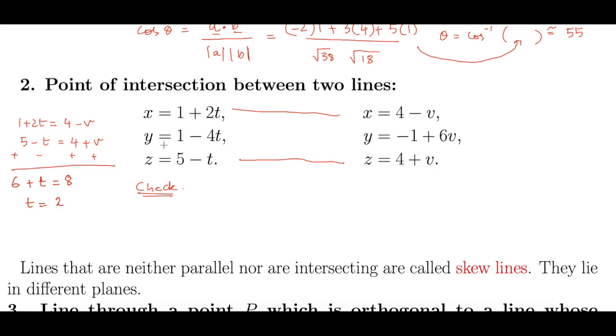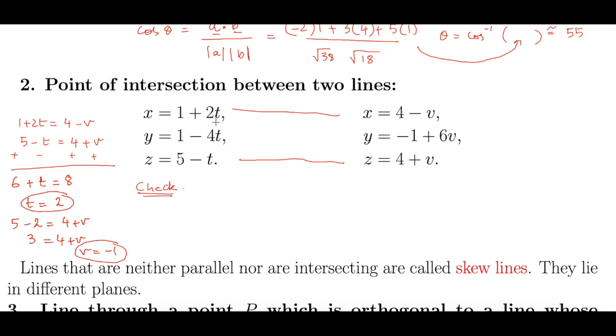So now we put t here maybe. So 5 minus 2 is equal to 4 plus v. So this means 3 is equal to 4 plus v. v is equal to minus 1. So I get v is equal to minus 1 and t is equal to 2 here.